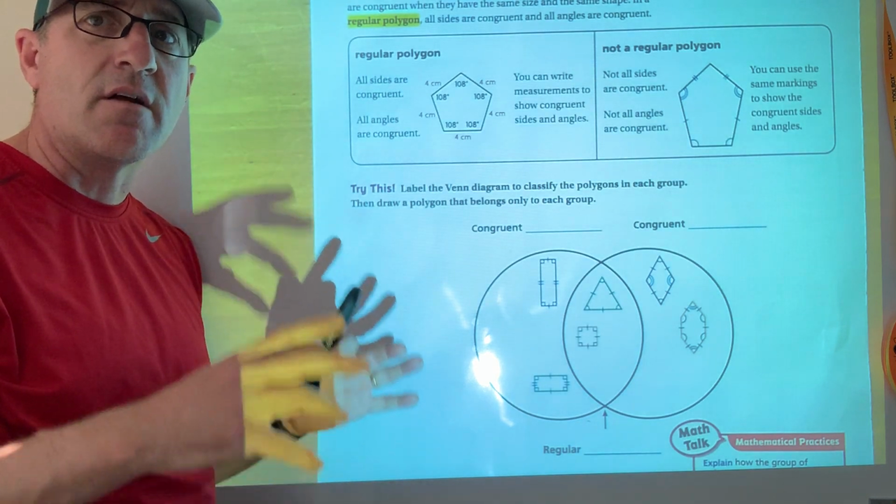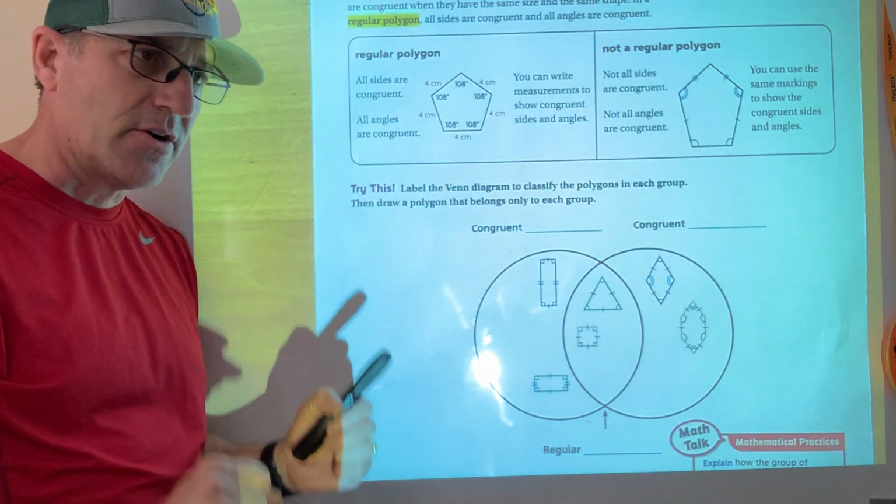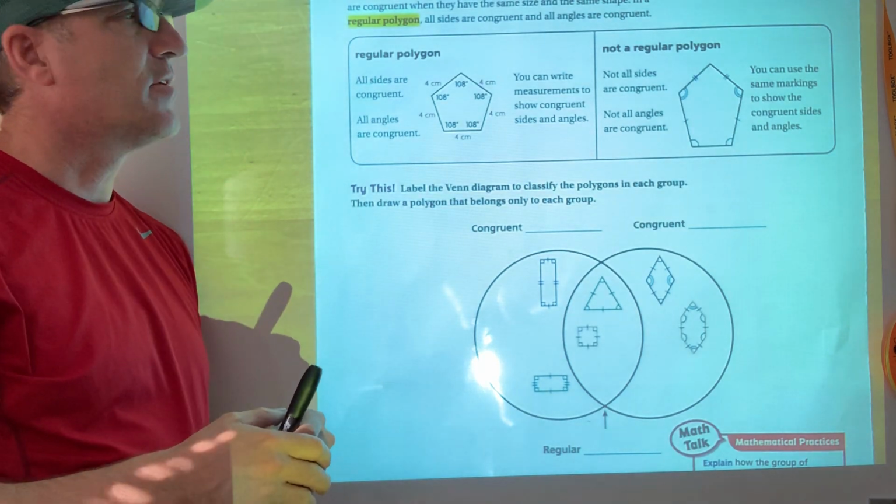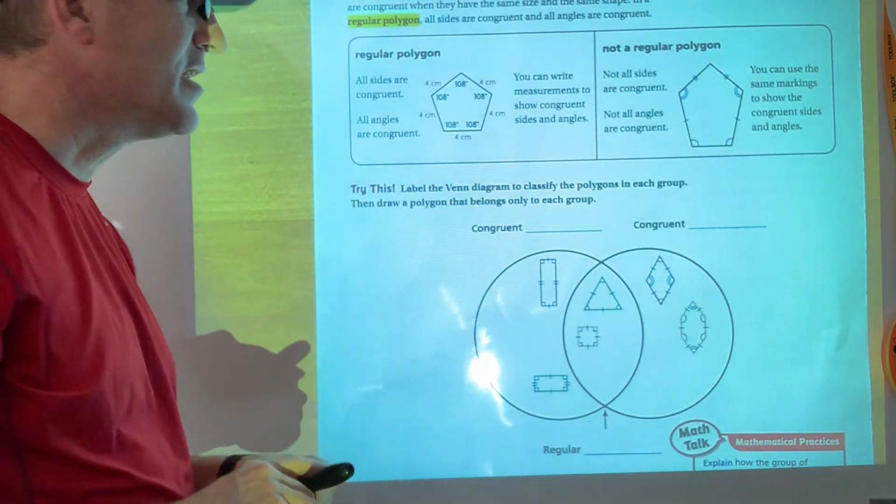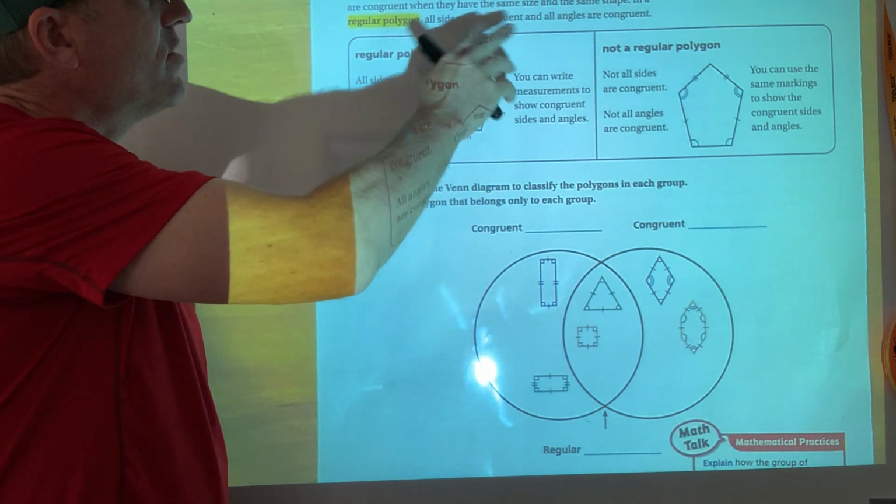So things that are congruent are the same. Congruent means what? Same. Got it. So two polygons are congruent. We got that one.